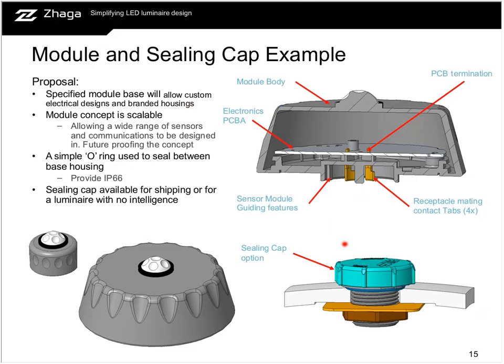Moving on to the module itself. Like I said earlier, we will only be defining the interface area through the Zhaga specification, but here just shows some possible examples of modules. So with this design here, it's relatively small, about the same size as the receptacle itself. Possibly you can just house a photo cell into there. But the concept is designed to be fully scalable, so larger modules can be produced with more intelligence in there, with communications and with antennas fitted.